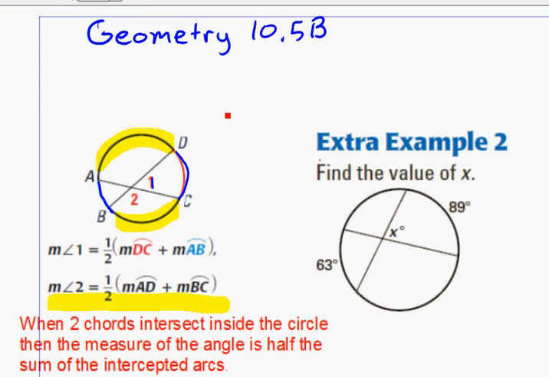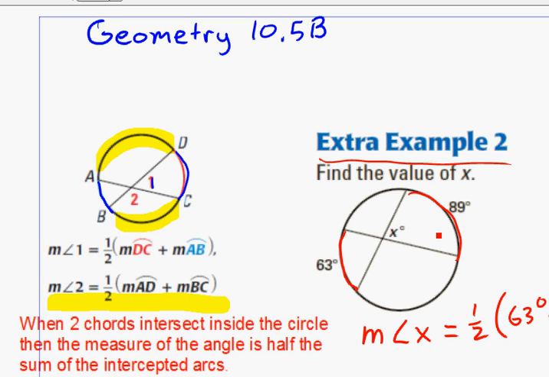So let's move over to extra example 2. It says find the value of x. So we want this angle, so we're going to use the relationship we just learned. The measure of angle x is going to equal 1/2 the sum of the measure of the intercepted arcs, so 63 degrees plus 89 degrees. From there we simplify. That gives us 152 degrees, and we take half of that, so we end up with 76 degrees, measure of angle x.